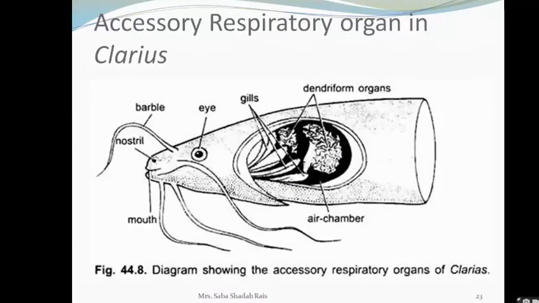the Clarius will pump that air into the arborescent organ, and they can live outside water for several hours, and they can move along. It is not that just for survival they are coming out of the water. They can survive very well, very efficiently, and for hours they can live. And not only this, they can walk very nicely, as we have seen in the previous case. Anabas uses the lower edge, spine and tail to walk. In the same way this fish also uses its paddle fin and its body to walk very well.